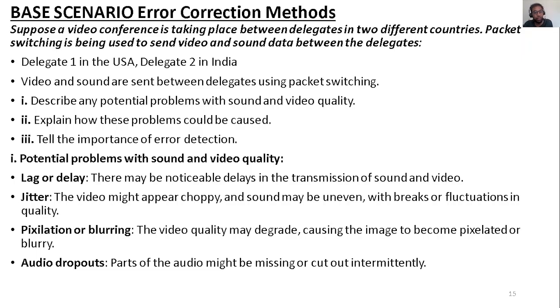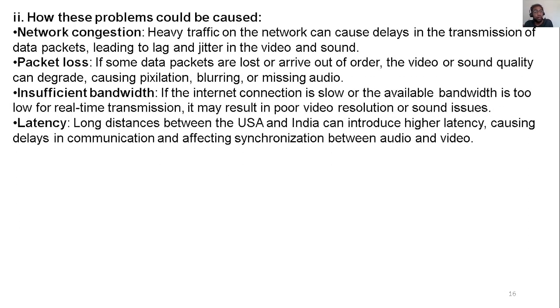Lag or delay, jitter. The video may appear choppy, meaning cutting, and sound may be uneven. Pixelation or blurring, and parts of the audio might be missing or cut. These problems could be caused by network congestion, packet loss, and insufficient bandwidth of the medium that is enabling communication between the delegates. So it may result in poor video resolution, and latency means it causes delays.